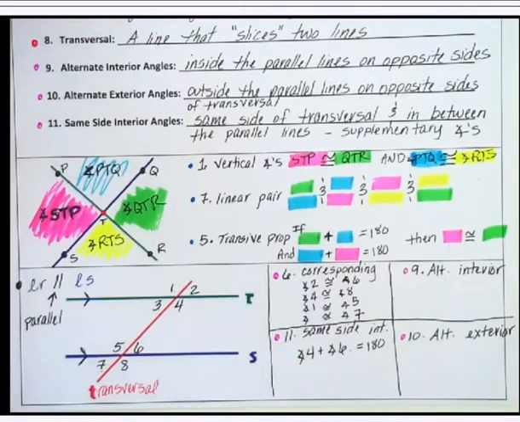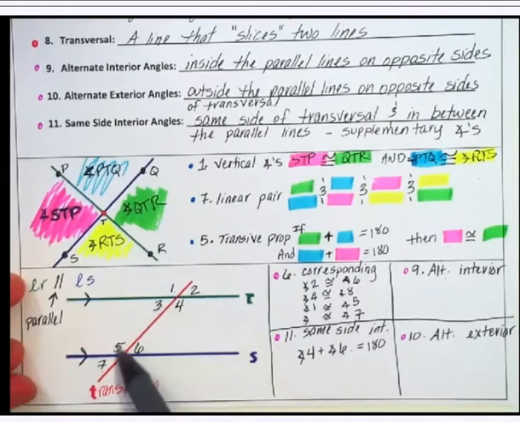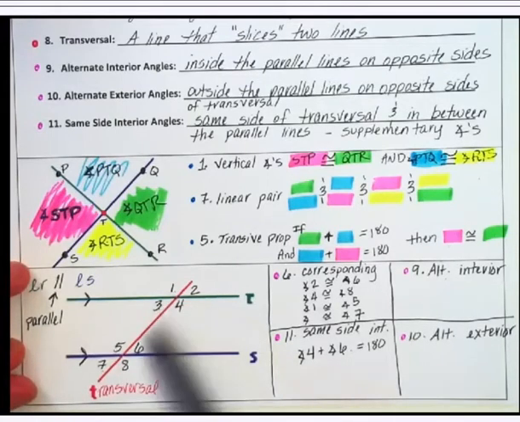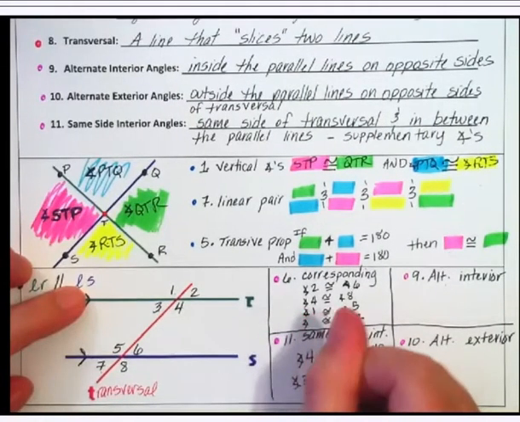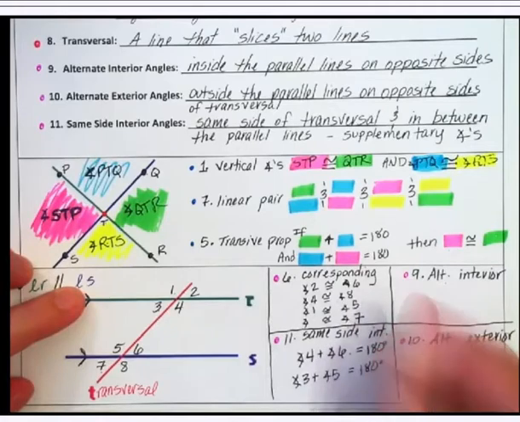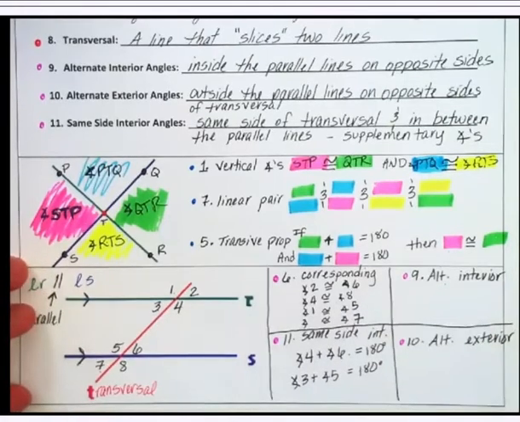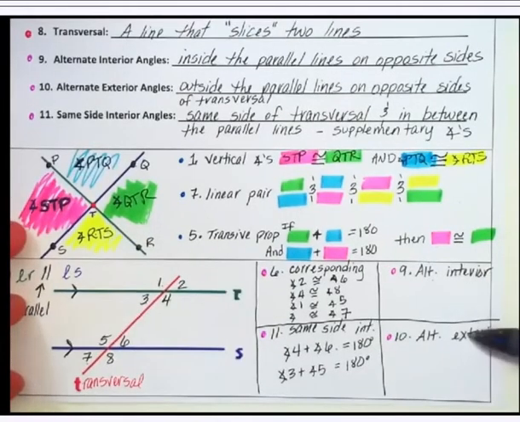There is one other set of same side interior angles here. Okay, and that is 3 and 5. 3 and 5 are also on the inside of the parallel lines, and they're both on the left-hand side of the transversal. So angle 3 plus angle 5 also equals 180 degrees. Okay, let's now look at alternate interior and alternate exterior.